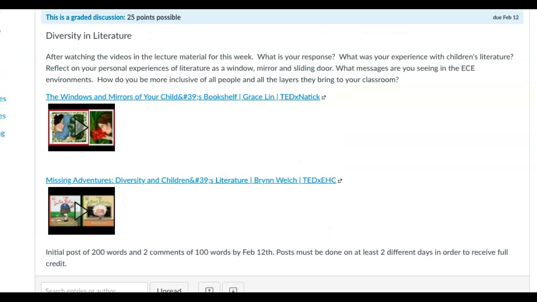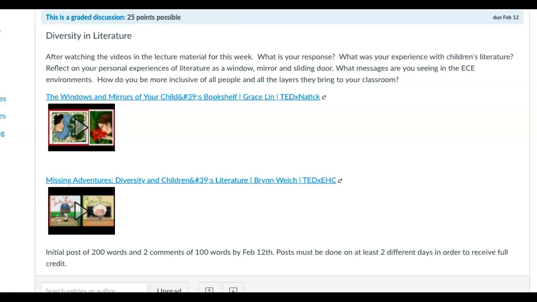After you watch them, the idea is that literature is supposed to be either a mirror, a window, or a sliding glass door when you're thinking about that. So are you trying to reflect back who the children are in your book? Are you giving them a glimpse of another world, or are you opening a whole other world to them? And so think about this in your experiences.